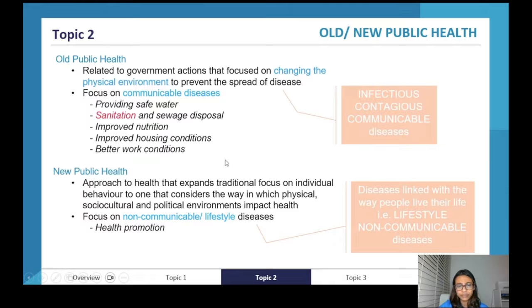Yes, injuries, because that's another physical environment factor. So literally the physical environment around you, versus the lifestyle and those kinds of things that are the focus for new public health. The physical environment was very important, and changing it to address these diseases was very important in old public health. So better work conditions, better infrastructure, having railings and safe environments, versus lifestyle and non-communicable diseases that were the focus of new public health.